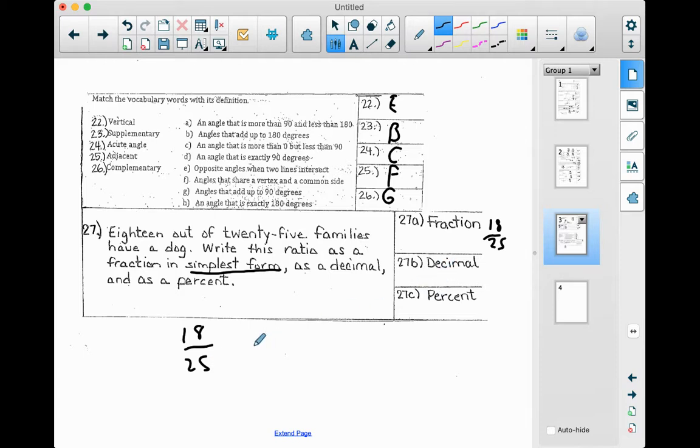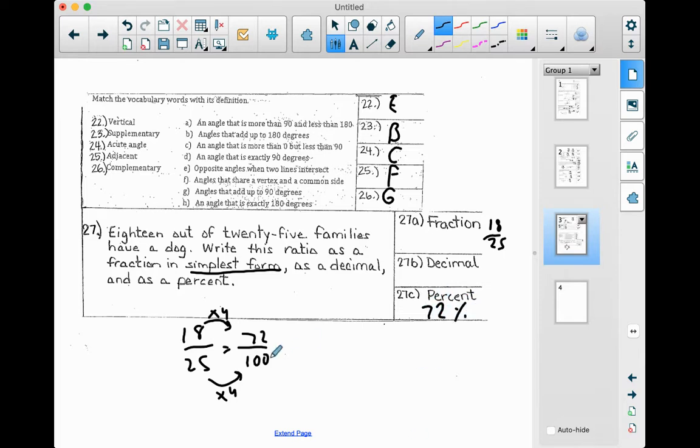To make it a decimal, we do 18 divided by 25. Well, let me do the other one first. The other one will be easier. So if I want to make this a percent, remember percent means out of 100. So if I want to turn this to something out of 100, I notice I just have to multiply the bottom by 4, which means I just multiply the top by 4. So 18 times 4 is 72. 72 out of 100 is 72%.